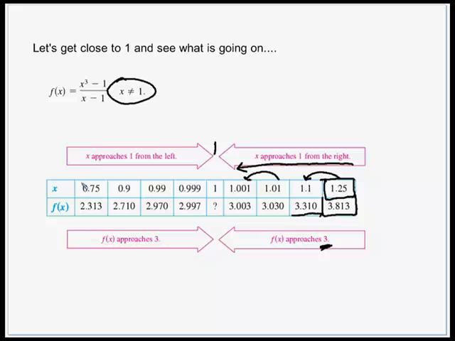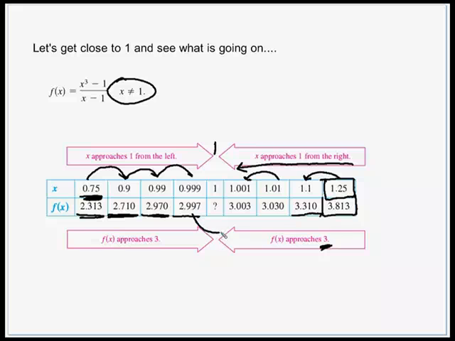Let's check from the other side, from the left side, or the numbers less than 1. Well, less than 1 is 0.75. We plug it into the function, and we get our y value of 2.313. But let's get closer to 1, 0.9, and we get a y value of 2.7. We get even closer, 0.99, and we get our y value of 2.97. Even closer is 0.999, and we get our y value of 2.997.